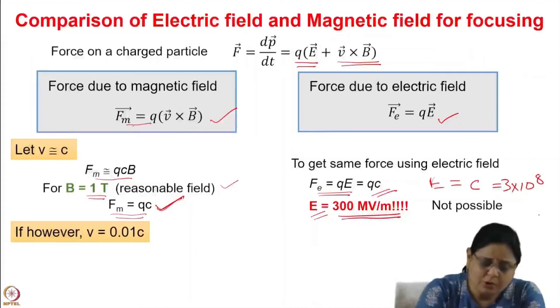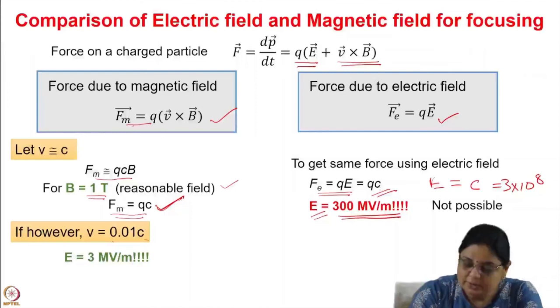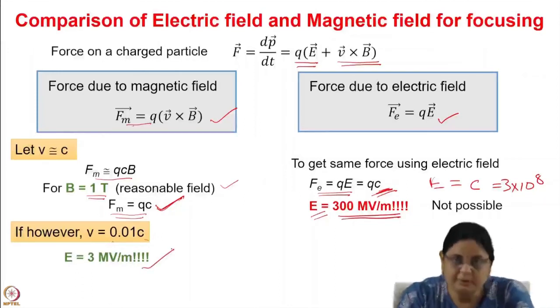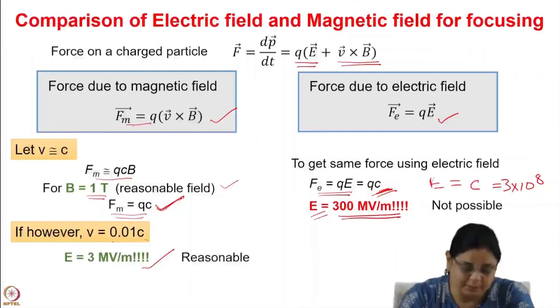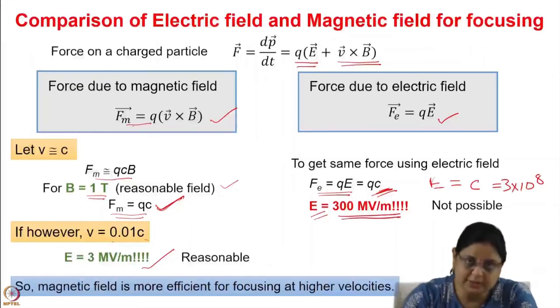However, if we are working with a low velocity particle, say moving with a velocity 1% the speed of light, then if you do the same calculations, instead of c you will have 0.01c. So your electric field will come out to be 3 million volts per meter, which is a reasonable number. So magnetic field is more efficient for focusing at higher velocities. At lower velocities, you can use both electric fields and magnetic fields for focusing. However, at higher velocities, magnetic field is more efficient for focusing.